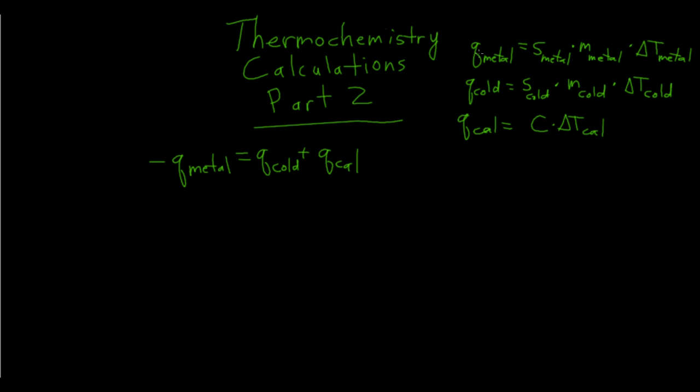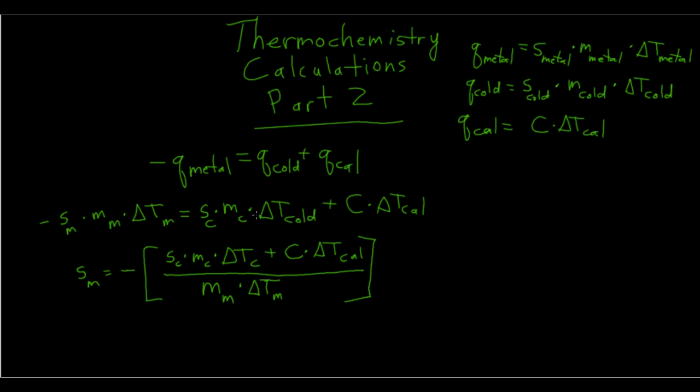Here, the equation that describes Q of the metal is the specific heat capacity of the metal times the mass of the metal times delta T of the metal. Q of the cold water is the specific heat of the cold water times the mass of the cold water times delta T of the cold water. And Q of the calorimeter is equal to the calorimeter constant, which you figured out in part 1, times delta T of the calorimeter.